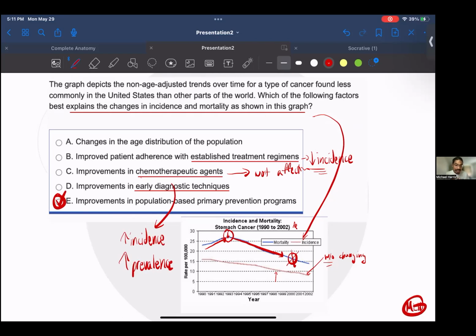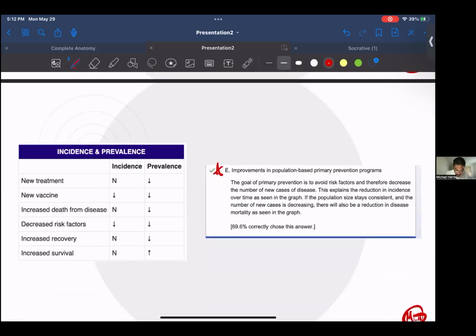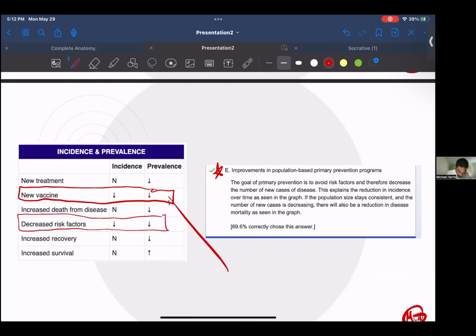What's essentially happening here is this. You are treating the patients with a primary prevention, so they're not getting the disease, which decreases the incidence. And because they don't get the disease, you decrease the mortality. You decrease the amount of people who die from the disease, which is why you also decrease the prevalence. Yes, perfect. Which is what you see here, which is why the answer is E. When you give someone a new vaccine or you decrease risk factors, both of these are primary prevention.